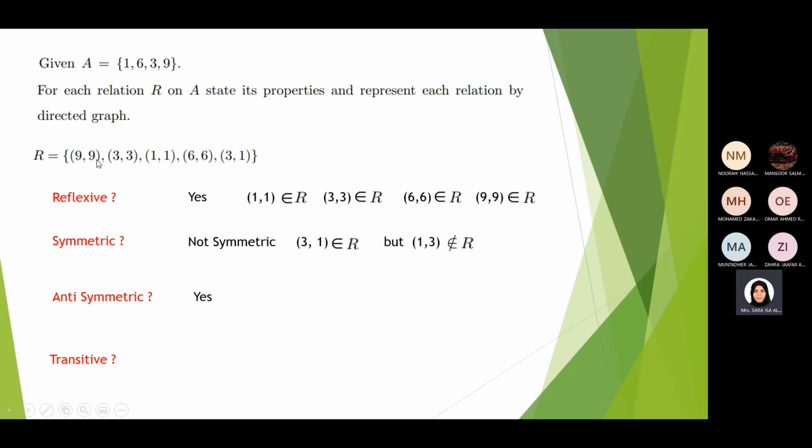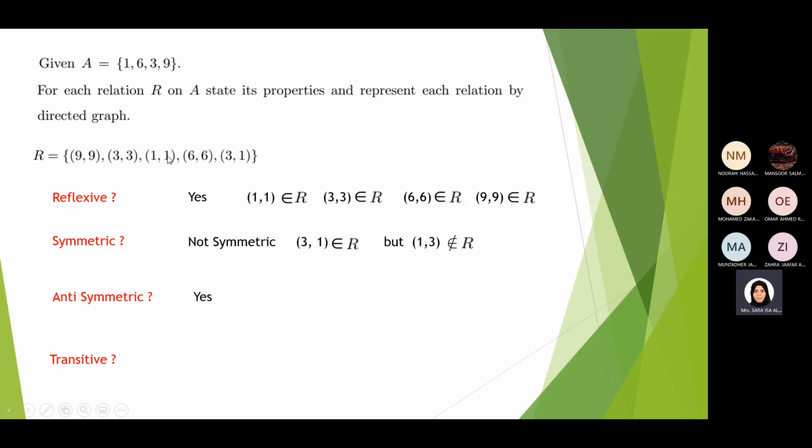So I go and check 9 9. Is there a pair that starts with 9? No. So skip it. 3 3, is there any pair that starts with 3? Because this ends with 3. I have 3 1. So 3 3 and 3 1 gives 3 1. 3 1 is there. Yes, it is already here, the same pair. Is there another pair that starts with 3? No. So I will skip this.